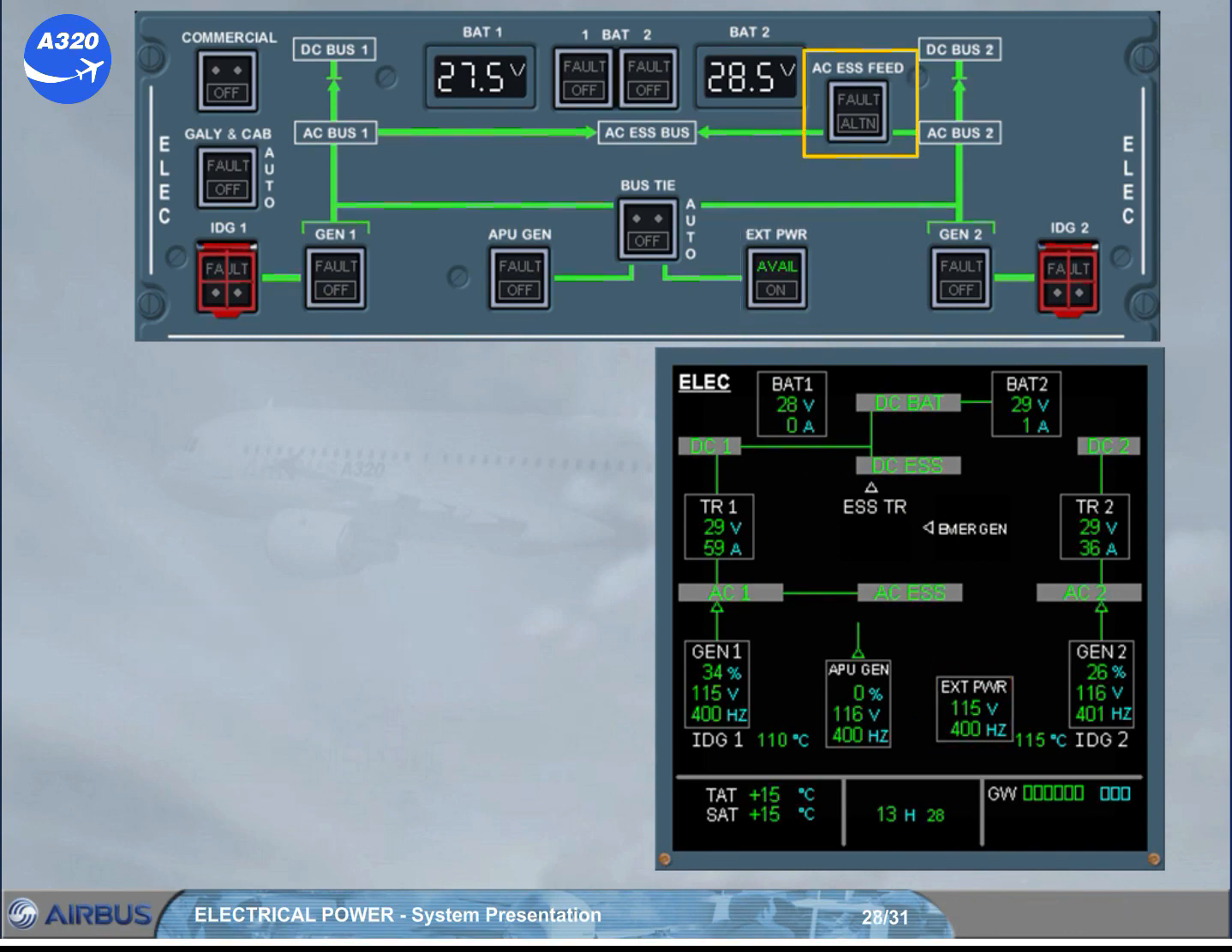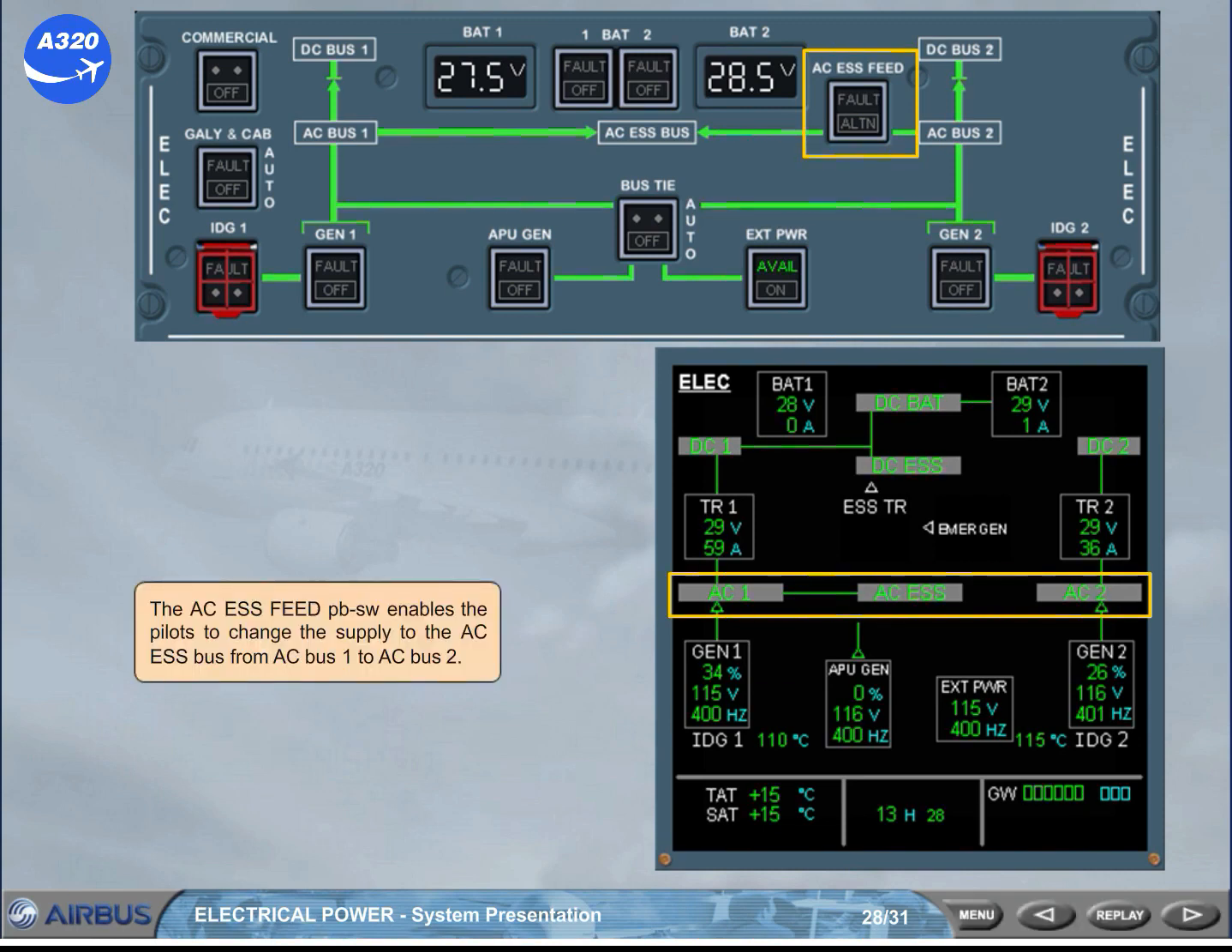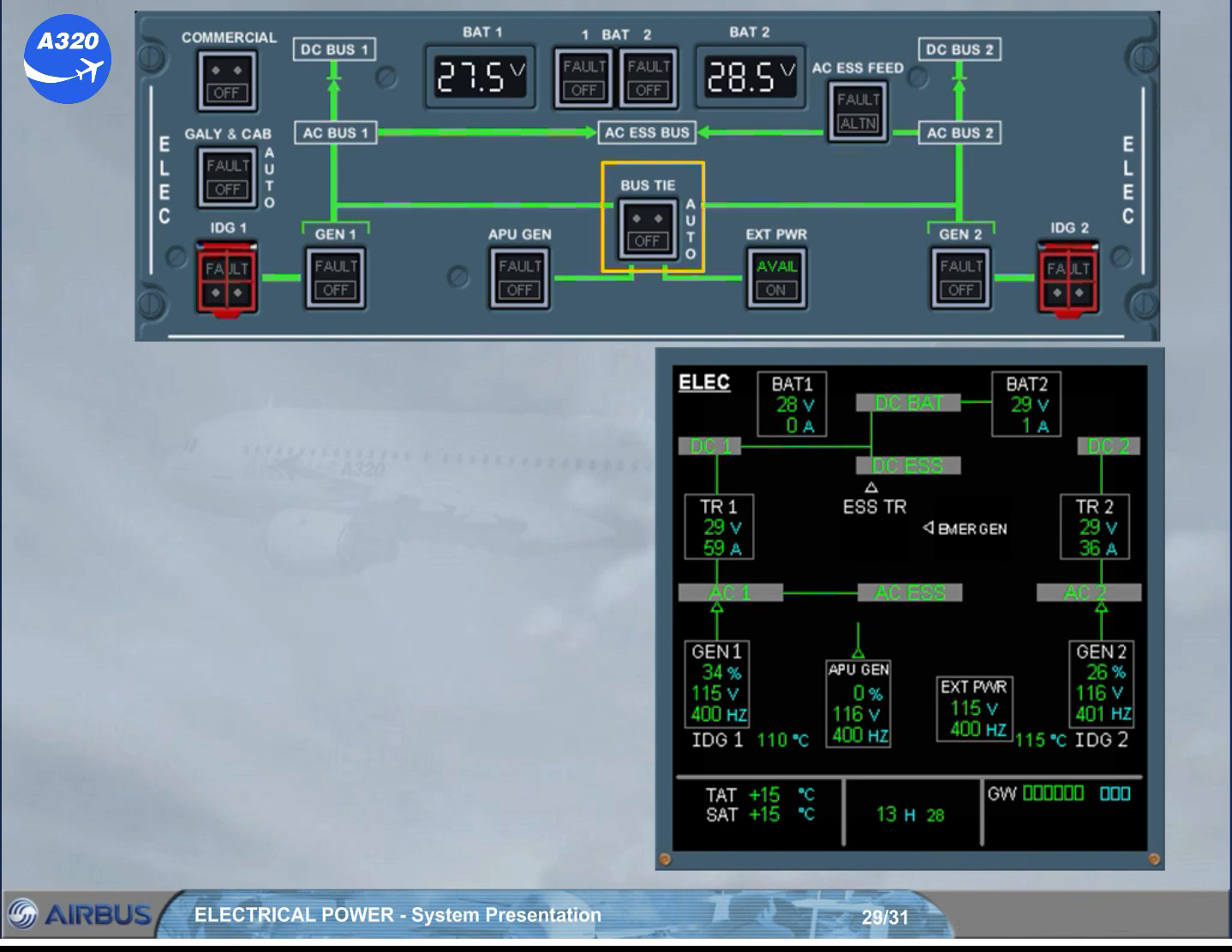The AC essential feed push button switch enables the pilots to change the supply to the AC essential bus from AC bus 1 to AC bus 2. The bus tie push button switch enables the pilots to isolate one side of the system from the other. In case of failure, these push buttons enable you to disconnect an IDG from its drive shaft.